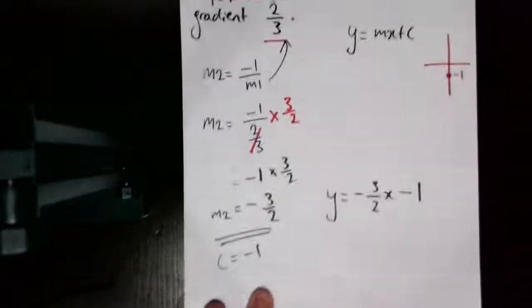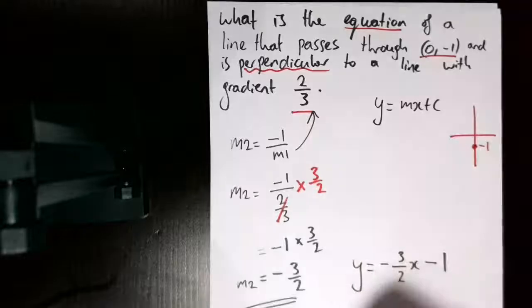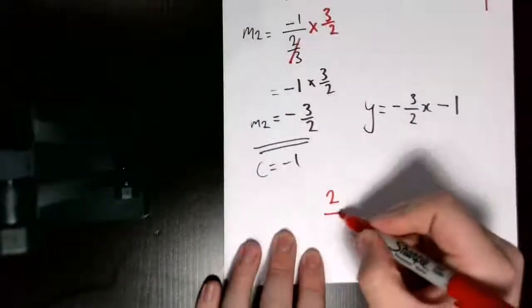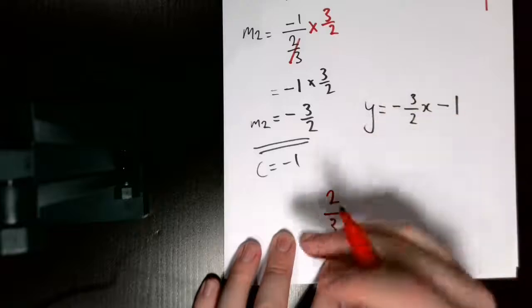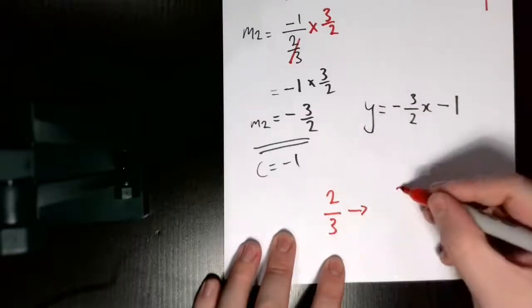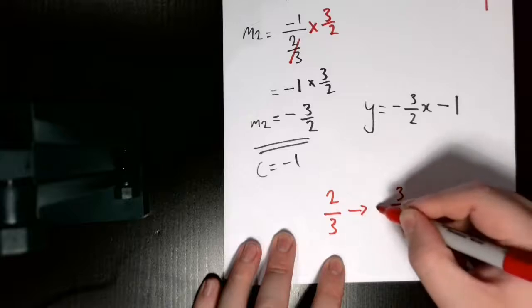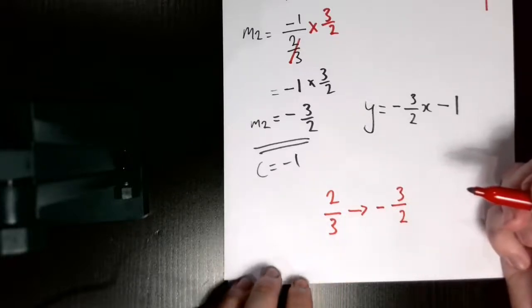The same thing applies to this one. Our gradient given to us was 2/3. So let's go down here and write this out: 2/3. We want the perpendicular gradient, so we flip and multiply by a negative. We flip it to 3 over 2 and multiply by a negative, and that will give us our perpendicular gradient.